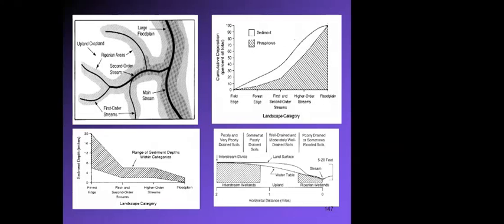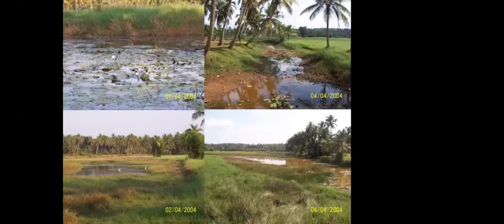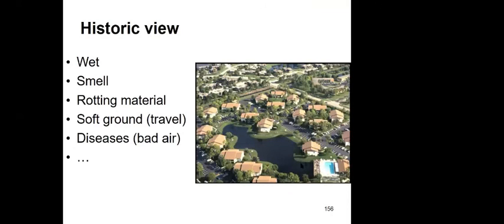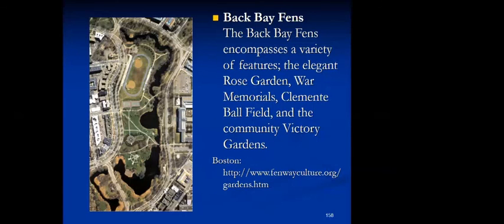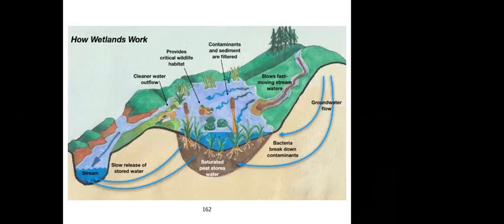So, what are the main values of wetlands? See, we think that a wetland is bad and smelly. See, this is a wetland. Now this wetland is converted to such a beautiful place for residents. Earlier it was wet, smelly, rotten material, soft. This is the same thing they converted and made into a residential area. It is now a resort. So some more discussion. See, this is another wetland. How does it work? So one should answer it.